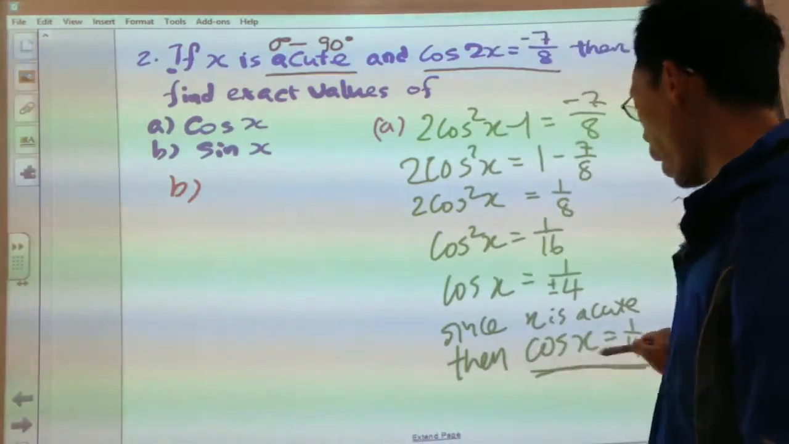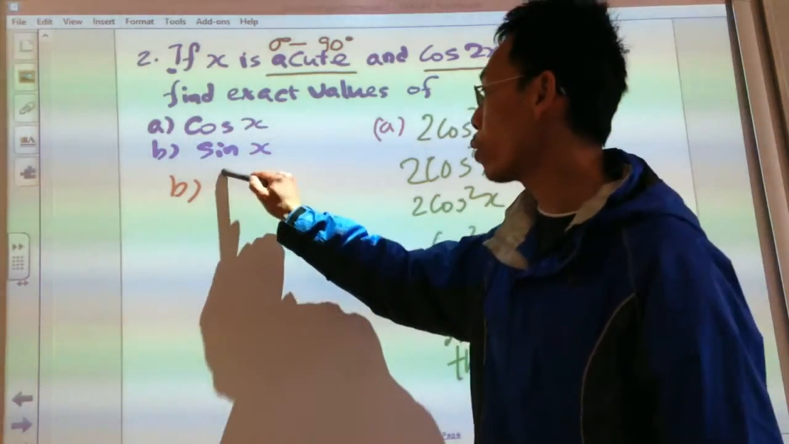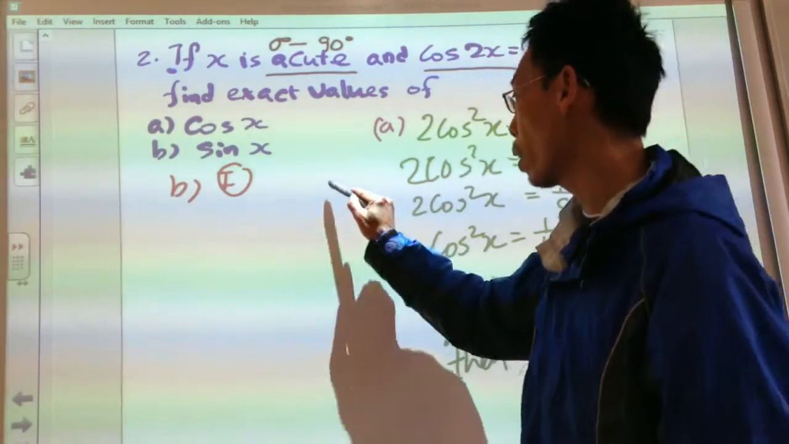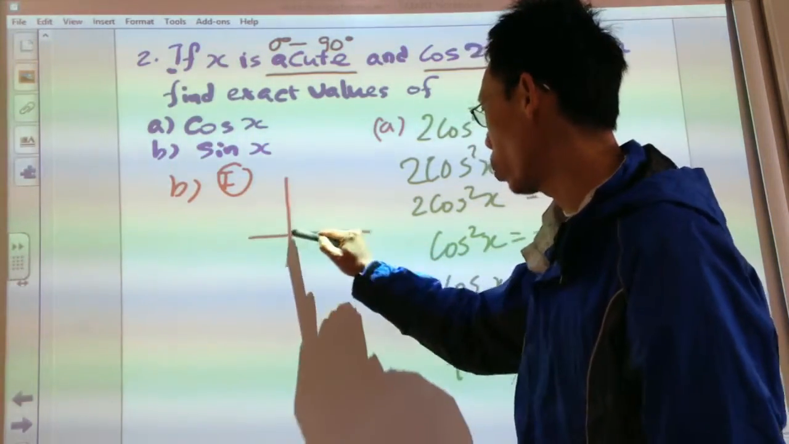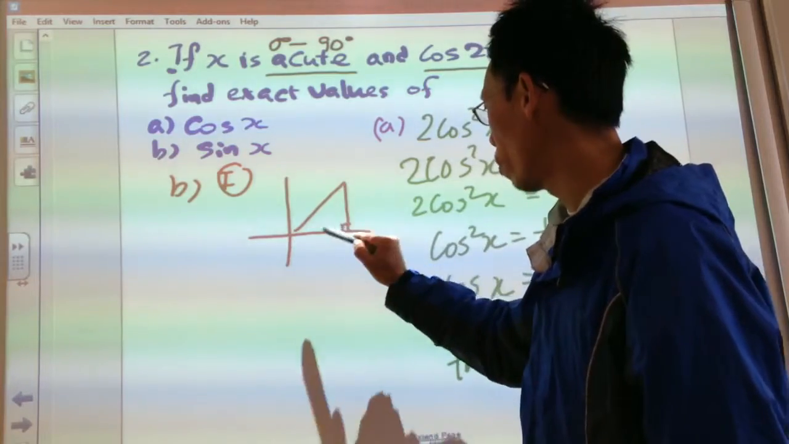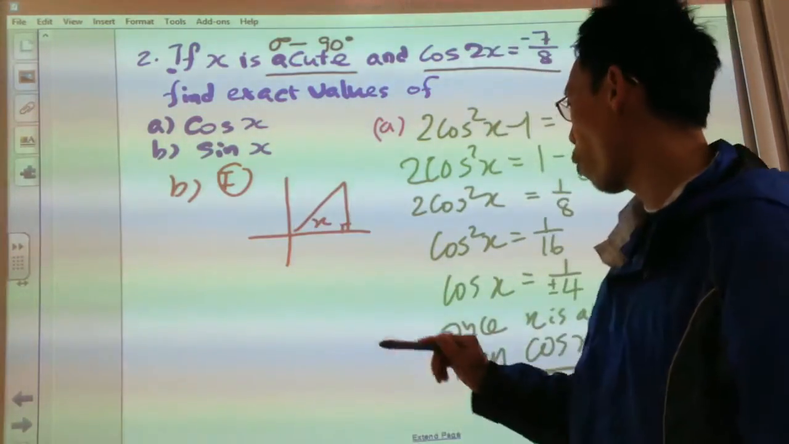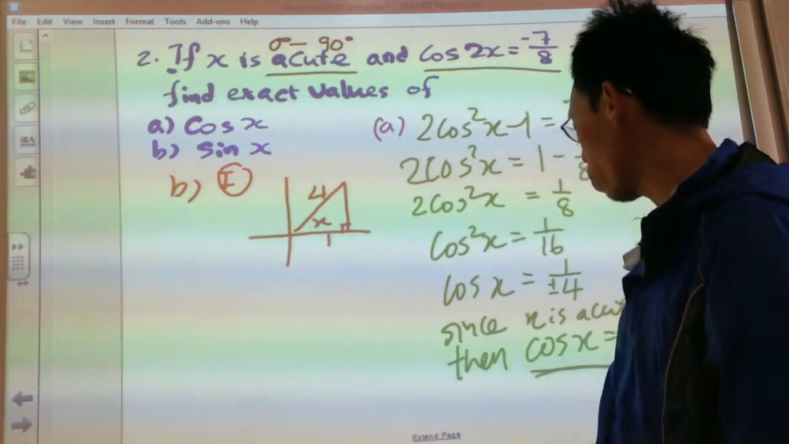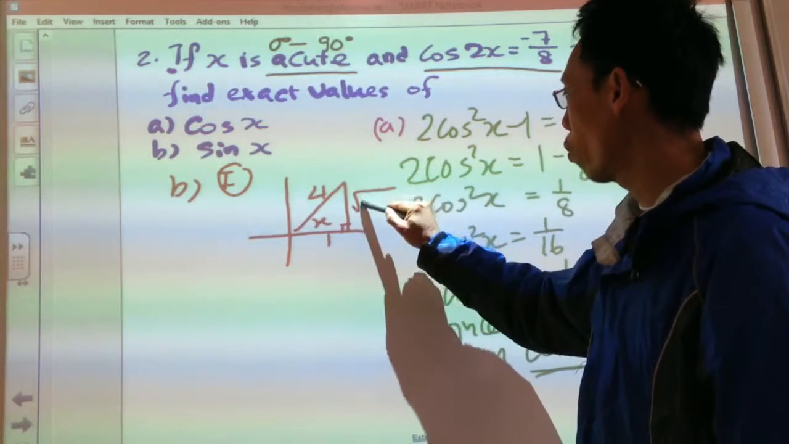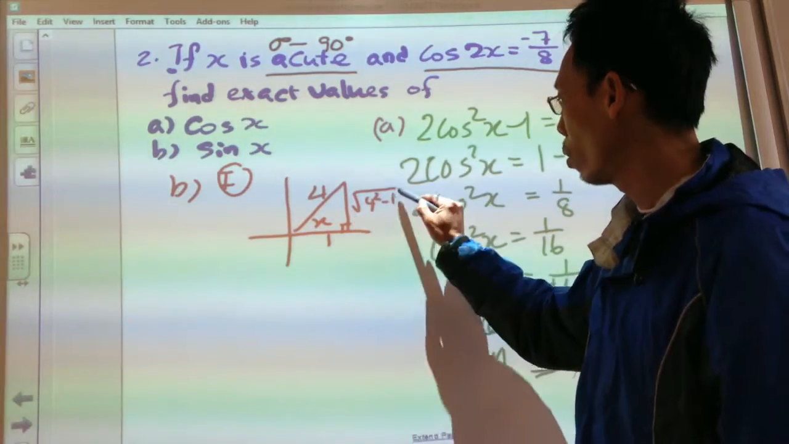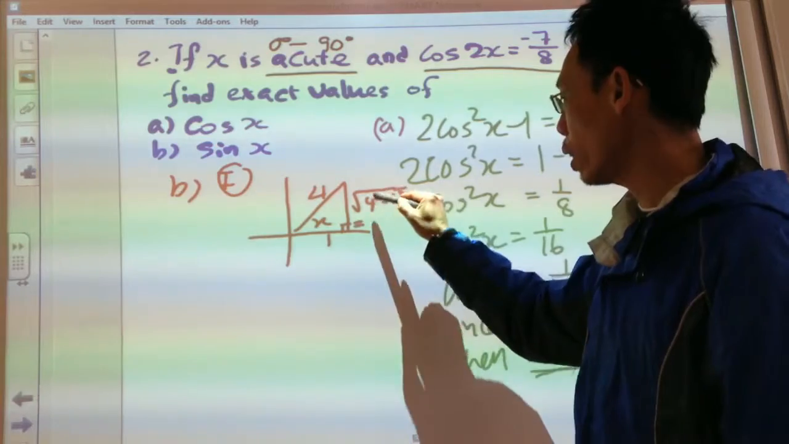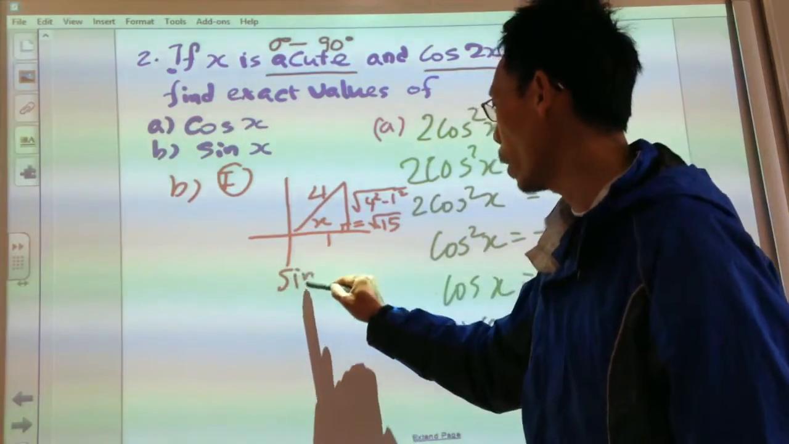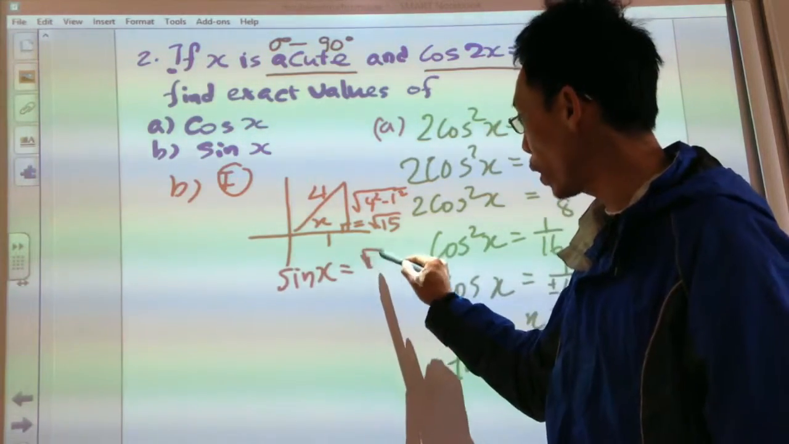For B, sine x. Well, once you get cosine x, it's very easy to do. One of the methods that I can do, the first method, is that if you trust that this number is correct, then in the first quadrant, you can draw that diagram out. So this is x, and here's 1, and here's 4. So I know that in this particular case, here is 4 squared minus 1 squared, or 16 minus 1, is square root of 15.